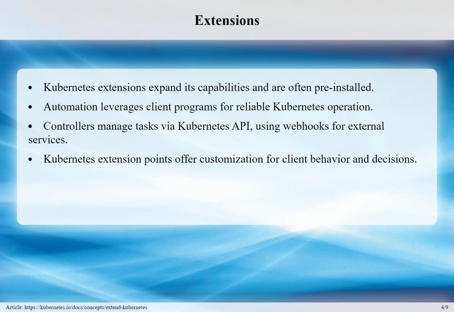Within Kubernetes, there are a variety of extension points demonstrated through a diagram of the overall architecture. These points enable customization of client behavior, API requests, and content handling. Specific extensions allow adjustments to scheduling decisions, plugin executions, and API server request handling.